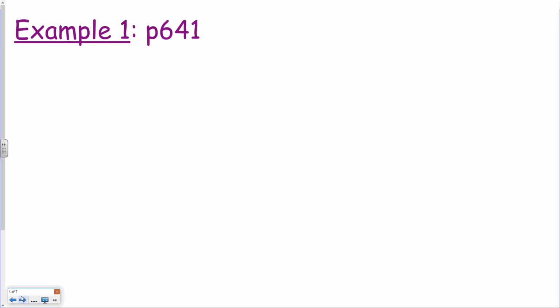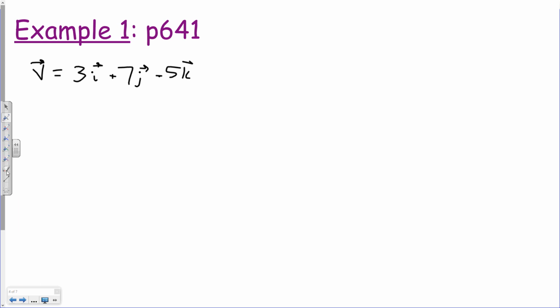All right, let's take a look at a couple of examples here. Let's start with example 1. It says find the direction cosines and the direction angles for vector v. So they've given us vector v, and they're saying that vector v is equal to 3i plus 7j plus 5k. Okay, so there's our vector v, and we just want to find the direction cosines and then the direction angles.